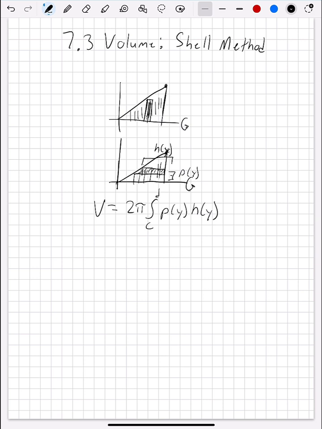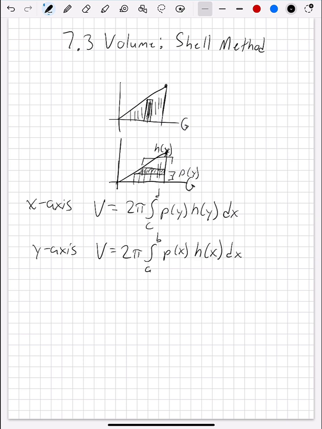If we are rotating around the vertical axis, then our integral is written in, let me add this note over here: x-axis, we write it in terms of y. Y-axis, we write it in terms of x. So it's 2 pi times the integral from a to b of p(x) h(x) dx. Those are the two fundamental differences between the shell method and the dishwasher method.